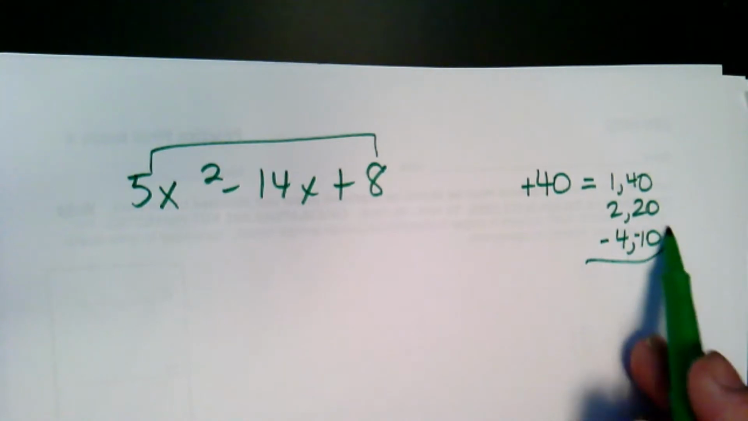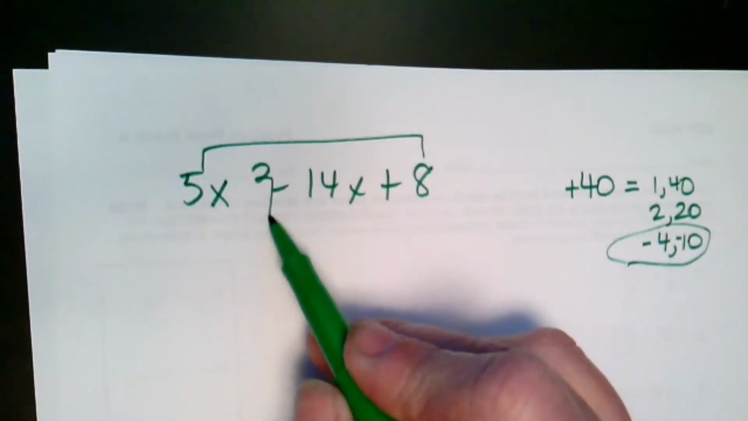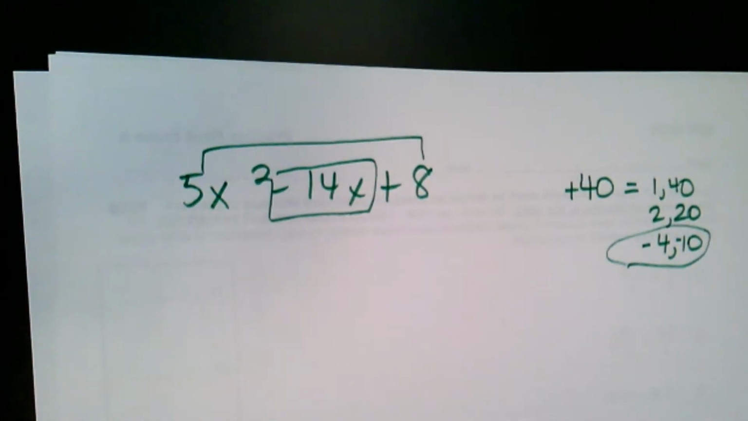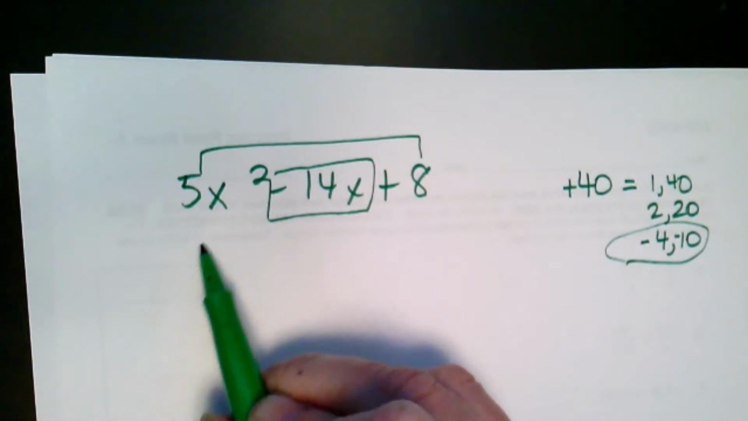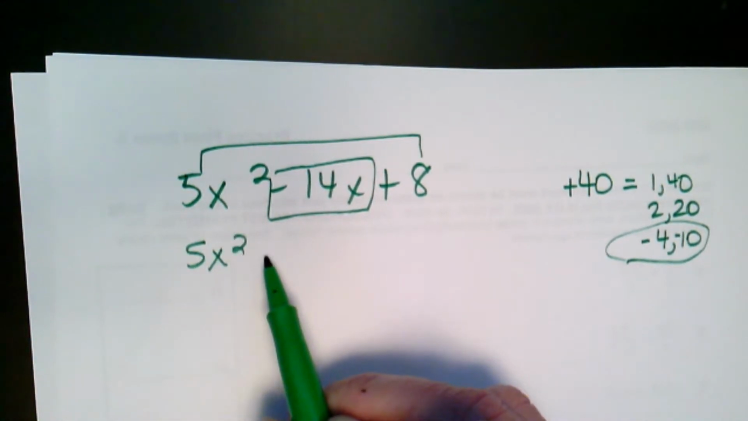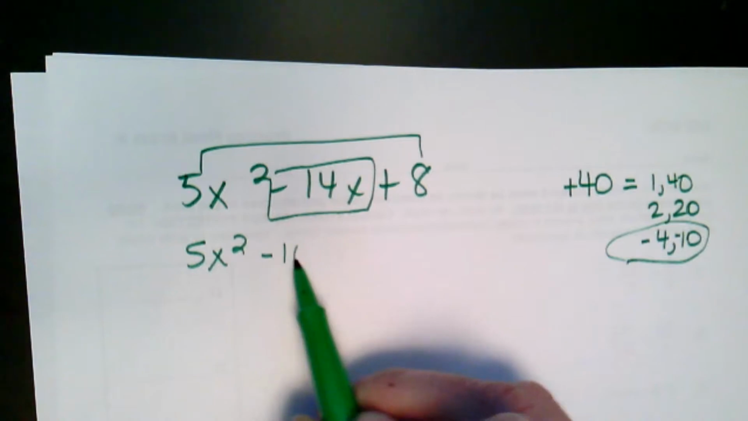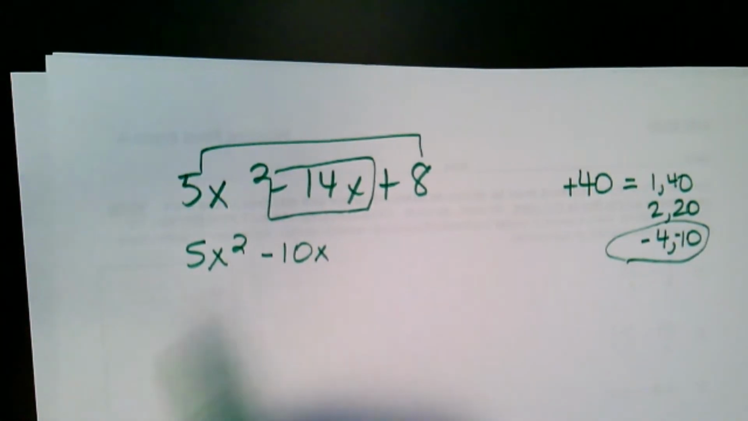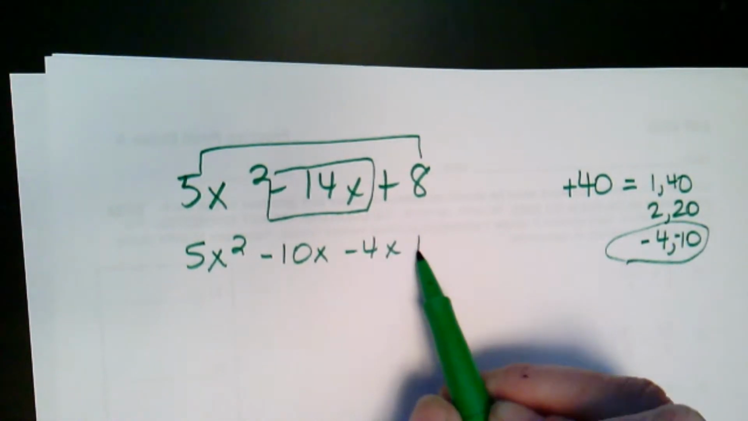So there's my winners. I'm going to rewrite my middle term using the two factors I found. I'm going to rearrange these because I like how 5 and 10 have something in common and how 4 and 8 have something in common.